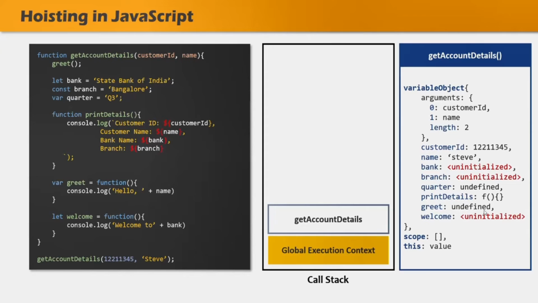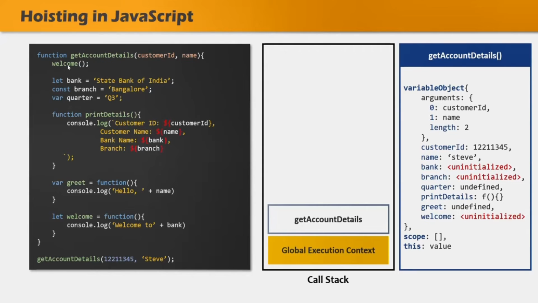So that's why we get the error greet is not a function. I hope you got the point. Now, what about if we try to call this welcome as a function? This welcome variable is also storing a function. So if I try to call this welcome as a function, in that case, what will happen?